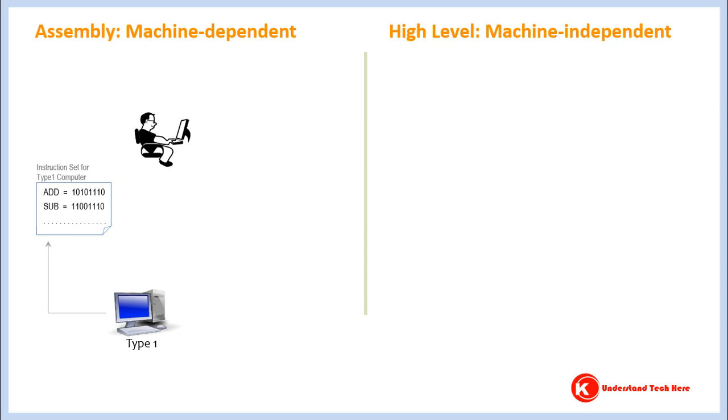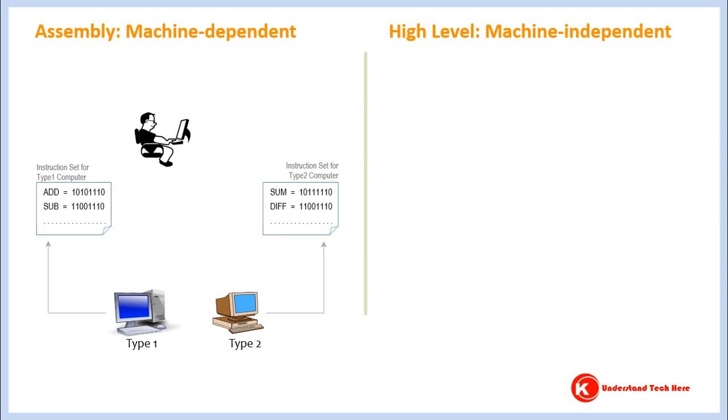Let's say this is a type 2 computer. This is an instruction set for this computer. Of course, the instruction set of this computer is going to be different from the instruction set of the type 1 computer. Why? Think about this. Let's say the manufacturer of the type 1 computer is an American company. It has decided to call, say, the addition operation add and represent it by 10101110. Now let's say the manufacturer of the type 2 computer is a European company.